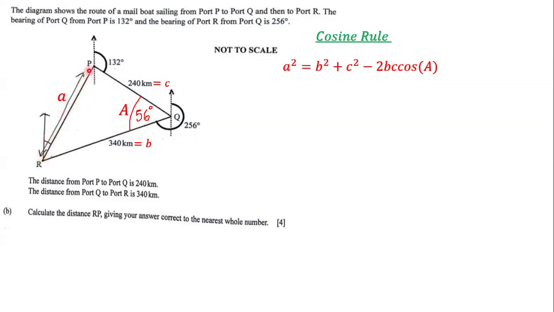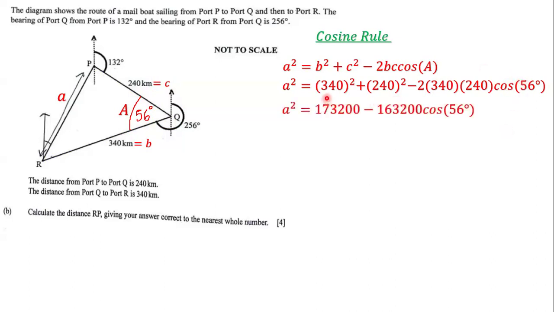So once we have identified the missing side, we call that a, and the angle that is opposite the missing side, we call that capital A. In this case, capital A is equal to 56 degrees. And the other two sides, we call this one b and we call the other one c. Let's substitute. We know that b is 340, c is 240, and capital A is 56 degrees. And we have to compute.